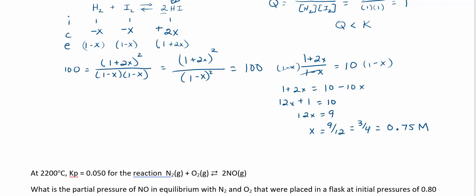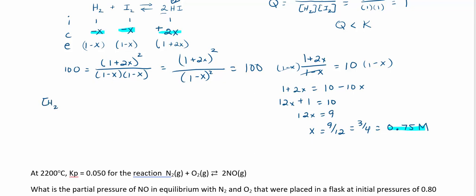So this doesn't answer the question, though. The question was, what were the concentrations of all the species once equilibrium is reached? We have this x value, but what does this x value mean? Well, this x value is the change that occurs. So now I need to plug this x value in.